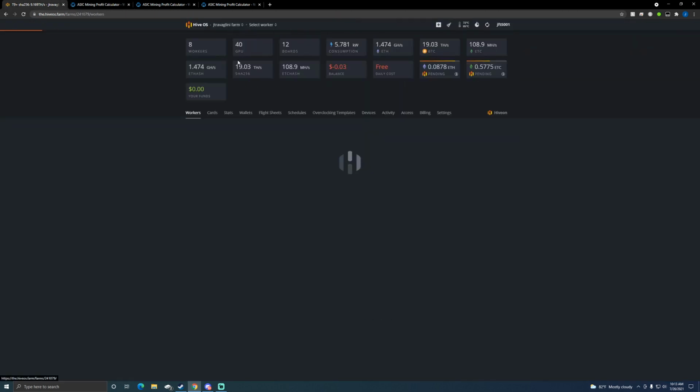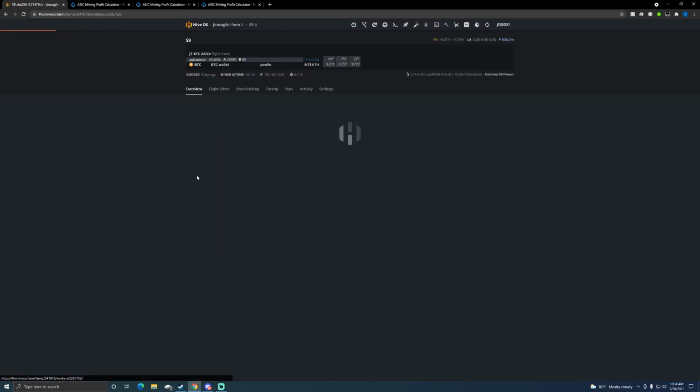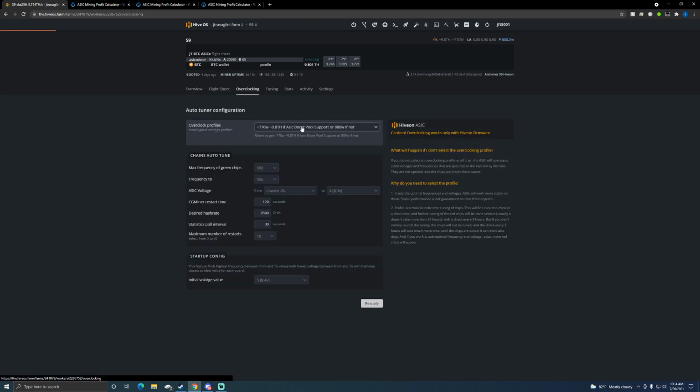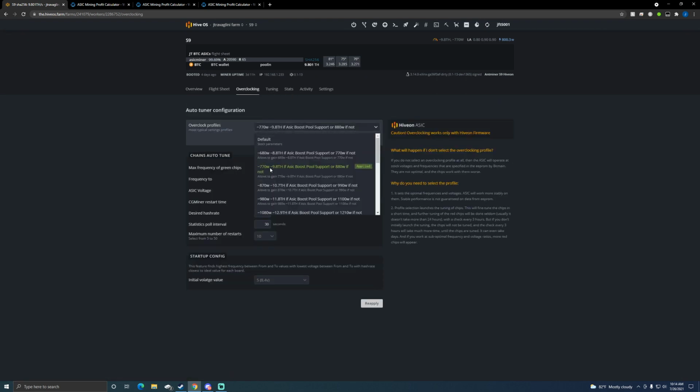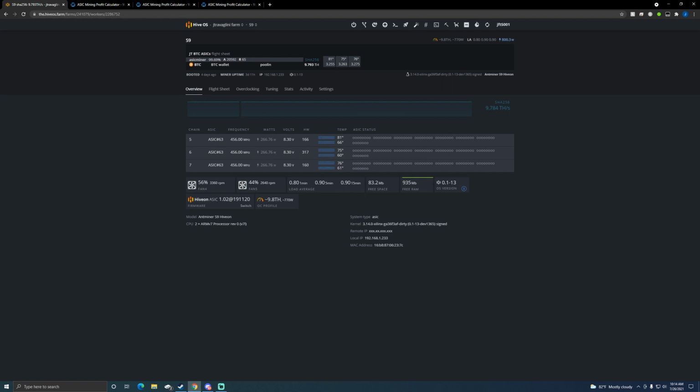Now let's look at my S9. So this one, my overclock profile is pretty much spot on, 770 watts at 9.8 terahash if ASIC Boost is enabled, or 800 watts if it's not. So I'm sitting at 9.8 terahash right where it says. Temps are okay. Looks like I have one that's in the 81s, but for an ASIC miner, that's okay. But I'm sitting at roughly 800 watts, like on the dot.